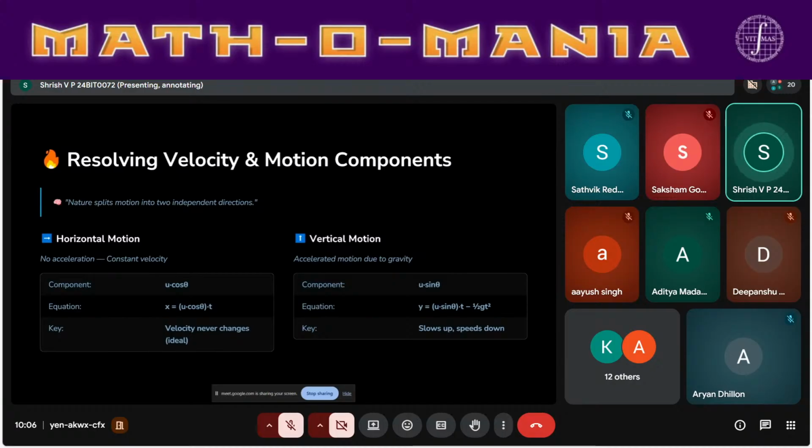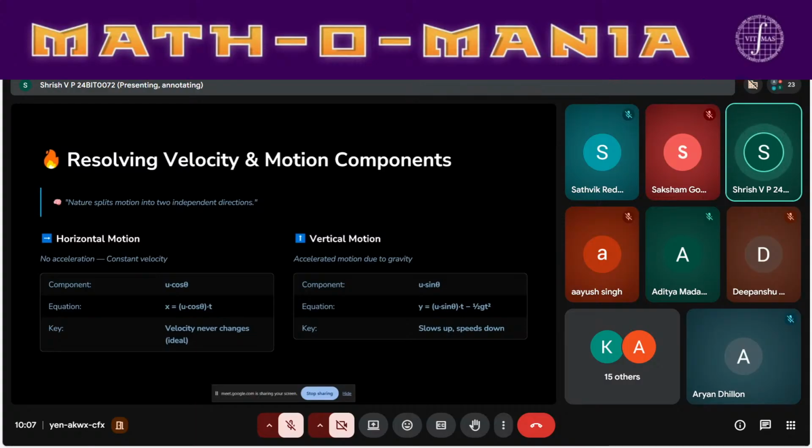So, when you launch a projectile at an angle, it might look like one single curved motion, but mathematically, it is actually two motions happening at the same time. In this slide, we will be resolving the velocity into components, one in the horizontal direction and one in the vertical direction. And the most surprising part is that these two motions do not affect each other. They're completely independent.